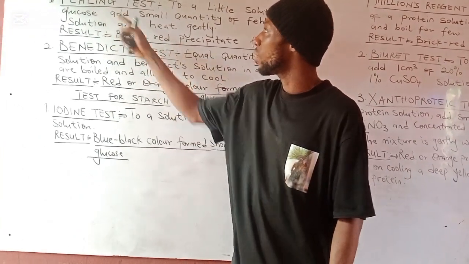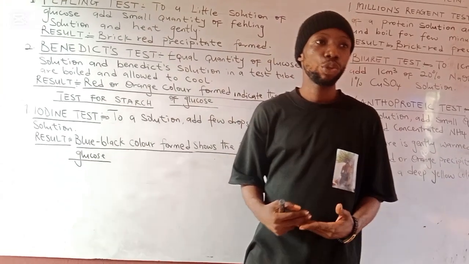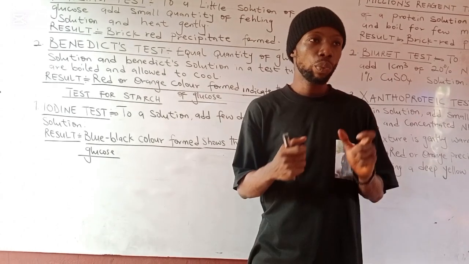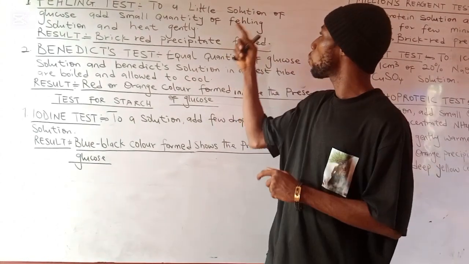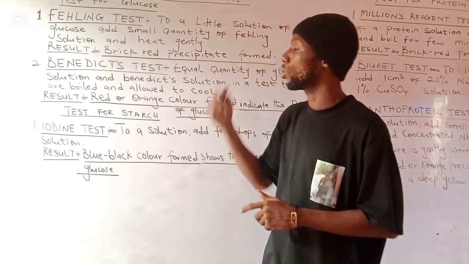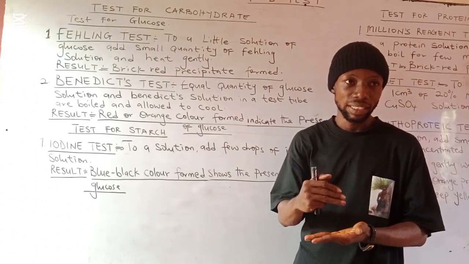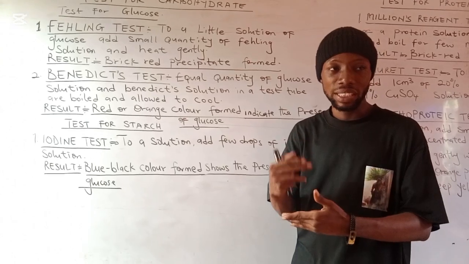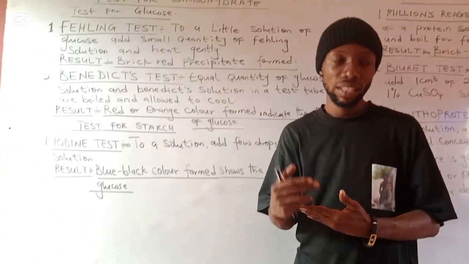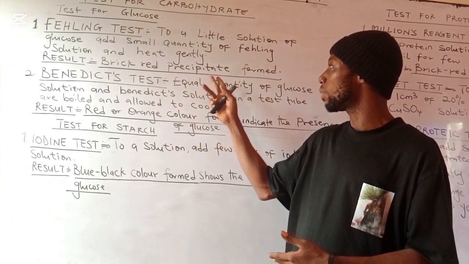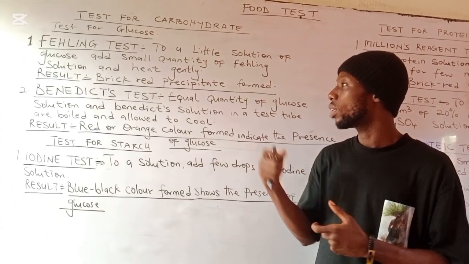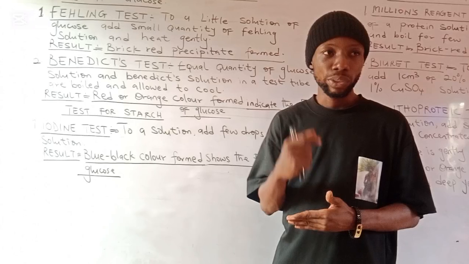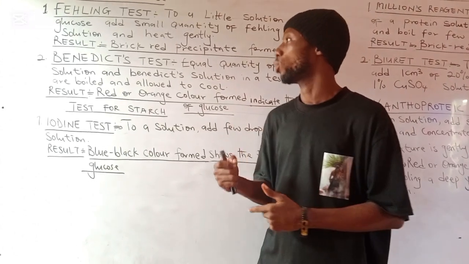Now, the first test we have here is the Fehling's solution test. In the Fehling's solution test, we add equal amounts of glucose and Fehling's solution, and heat gently. As you are heating it gently, the color changes to brick red. A brick red precipitate is formed, and that shows the presence of glucose using Fehling's solution.